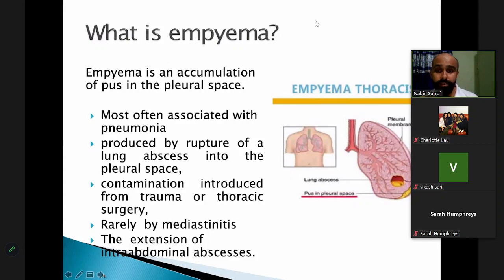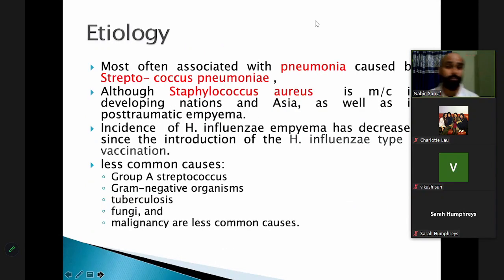And while talking about the main etiological factors, in etiology, it is most often associated with pneumonia caused by Streptococcus pneumoniae, but most commonly in developing nations in Asia, as well as in post-traumatic empyema, Staph aureus is the most common causative agent. Since the H influenzae type B vaccination was introduced, the incidence of H influenzae empyema has decreased. Also group A Streptococcus, gram-negative organisms, tuberculosis, fungi, and malignancy are less common causes of empyema.